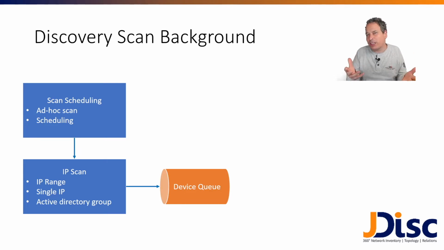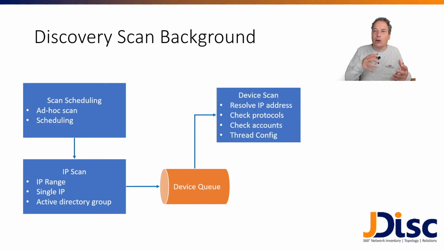Let's suppose you have a range of IP addresses. Of course, there are many IP addresses in between. So it will check whether there are really devices behind them and put those devices, these IP addresses, into the device queue. On this device queue is the actual discovery sitting on top.